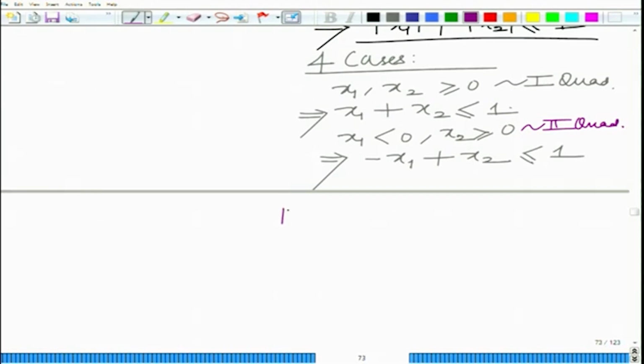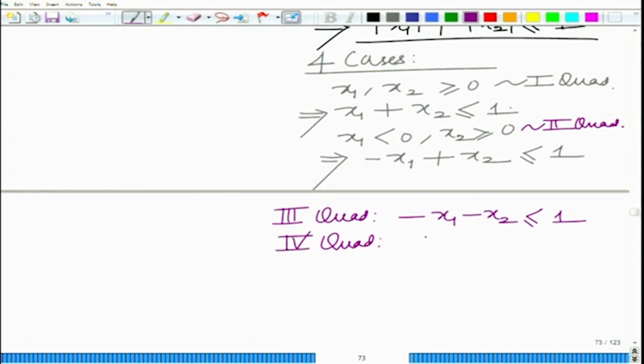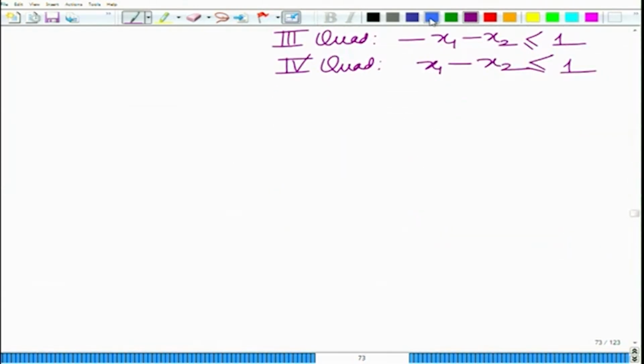Then in the third quadrant, both are negative, so you will have minus x1 minus x2 less than or equal to 1, and in the fourth quadrant you will have x1, because x1 is greater than or equal to 0, minus x2, because x2 is less than 0, less than or equal to 1. So, these are the four cases, and if you plot it, you will find something very interesting.